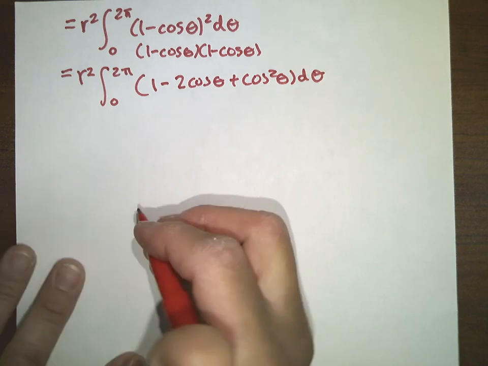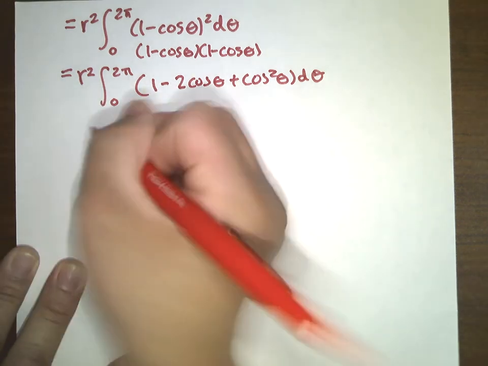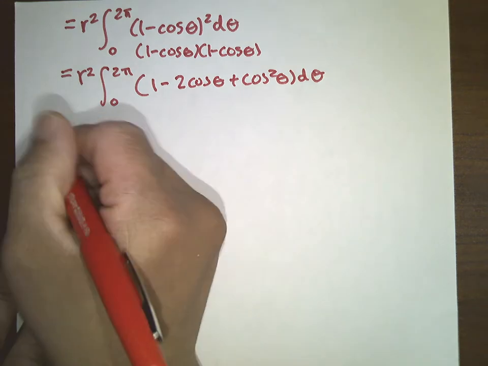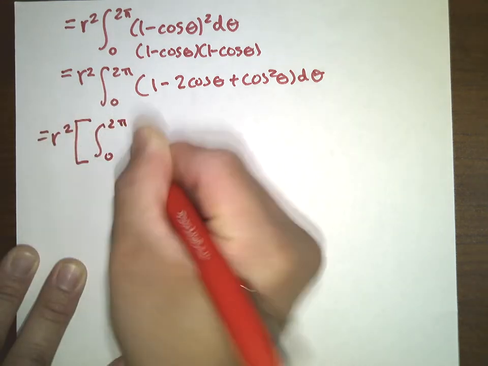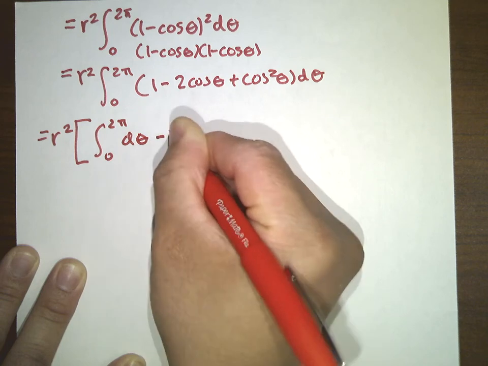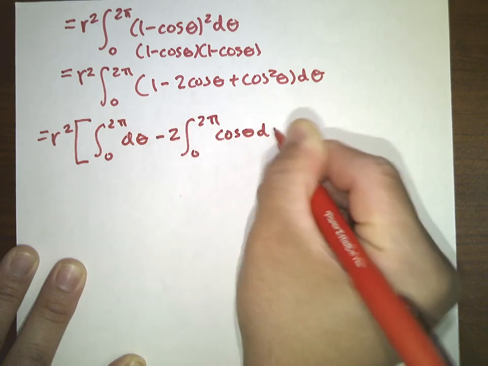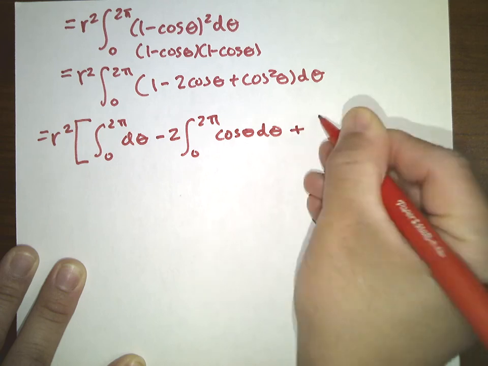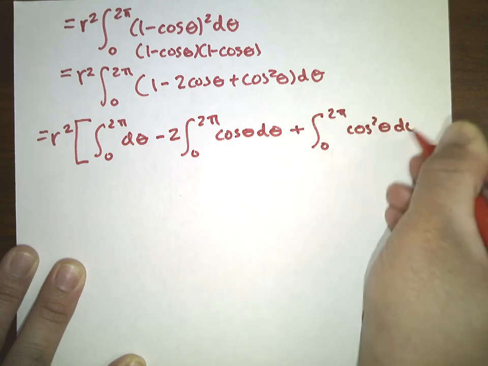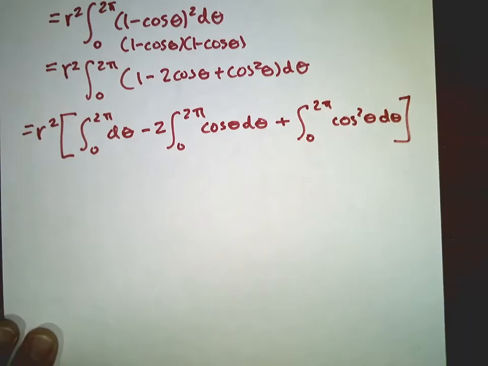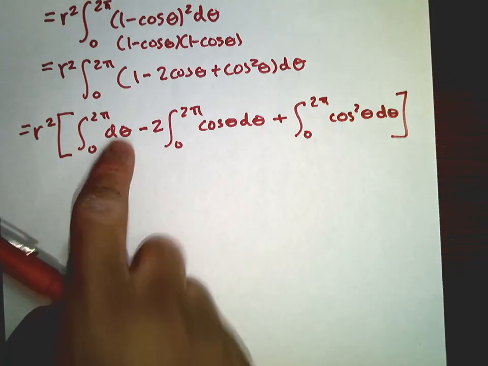So we have r squared times the integral from 0 to 2 pi of d theta, then minus 2 times the integral from 0 to 2 pi of cosine of theta d theta, and then plus the integral from 0 to 2 pi of cosine squared theta d theta. And this one here is just the integral of d theta, which is theta.